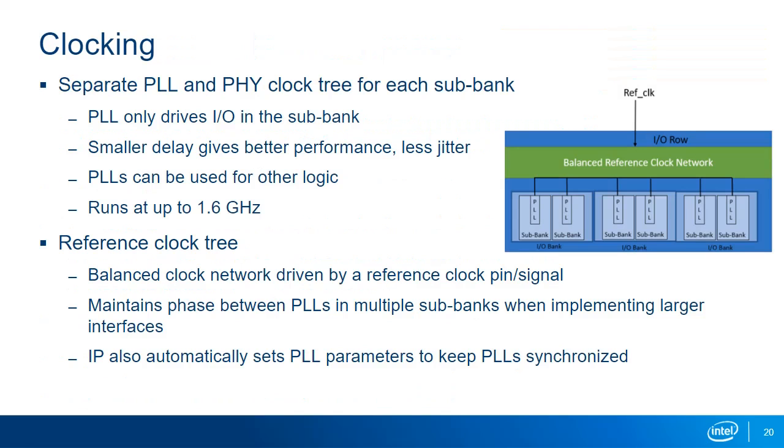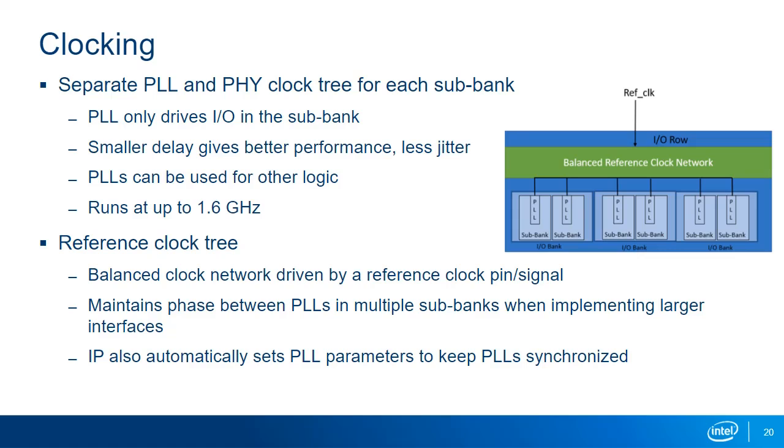As noted earlier, each subbank has its own PLL. Unlike previous device families, where the PHY clock tree spanned multiple I/O banks, the PLL and its clock tree only drive the I/O in the subbank where it is located. This helps minimize clock tree delay and reduce jitter. Any PLLs not used as part of a memory interface can be used to drive other logic.